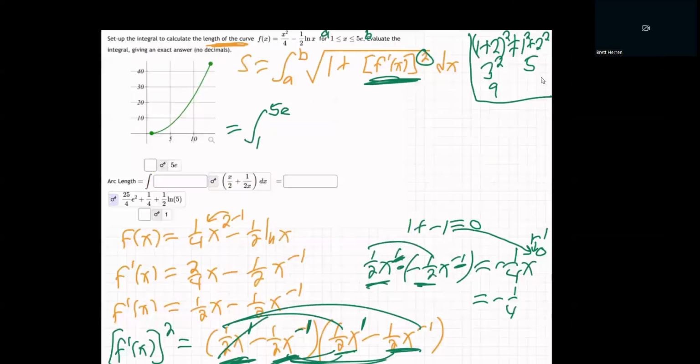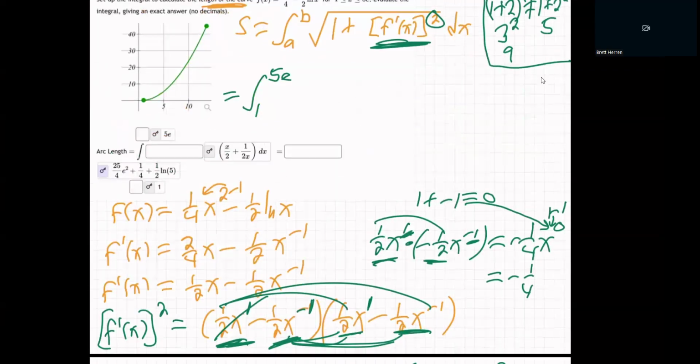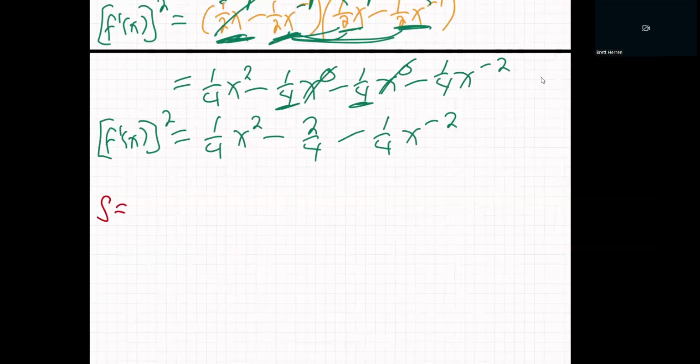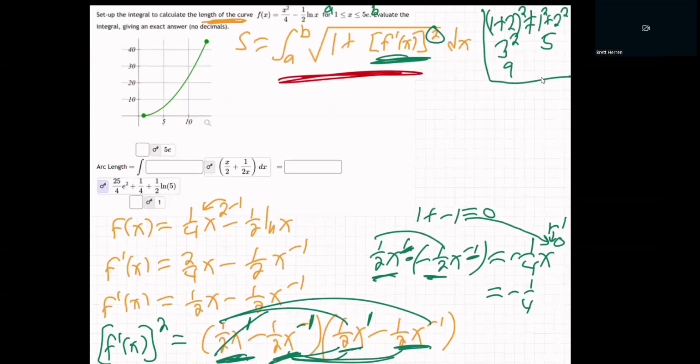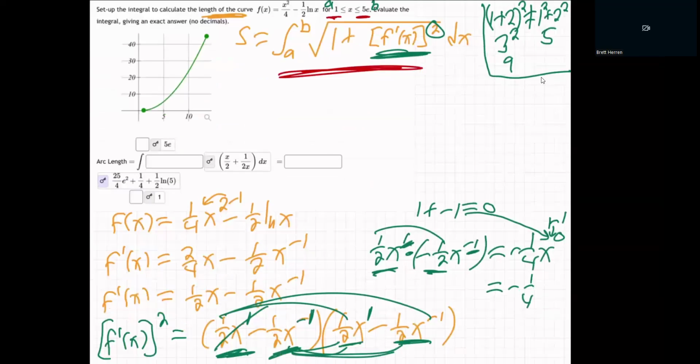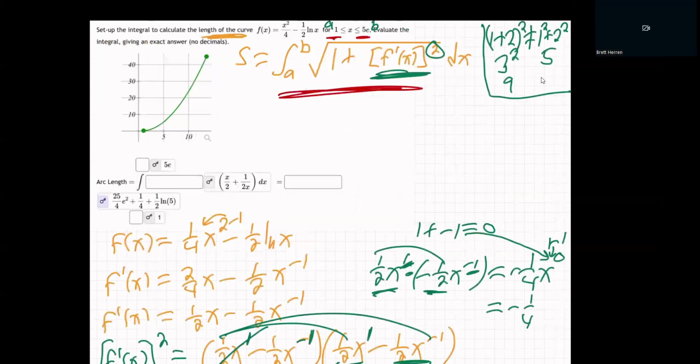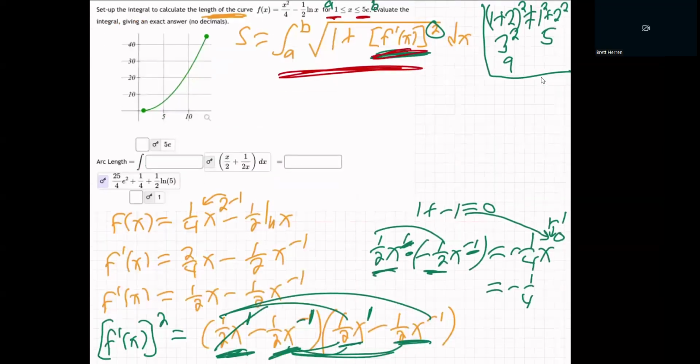So let's grab this expression. In fact, I think we need to bring this down here. Let me grab this whole expression and bring it on down. So s equals the integral from, where is it? Oh, it's from a to b. So 1 to 5e of the square root of 1 plus f prime of x squared.